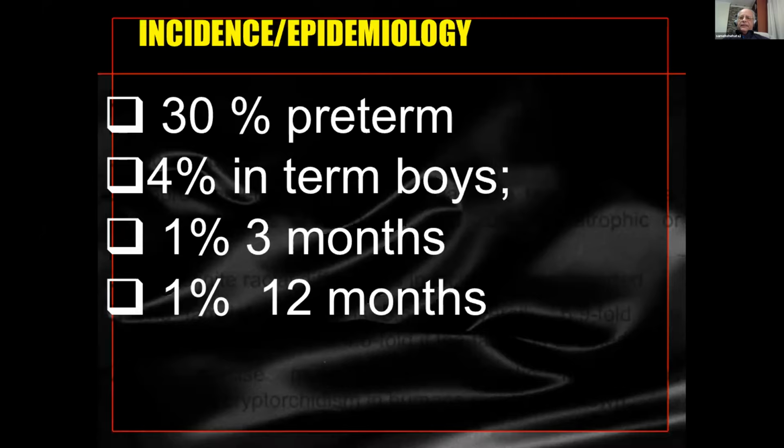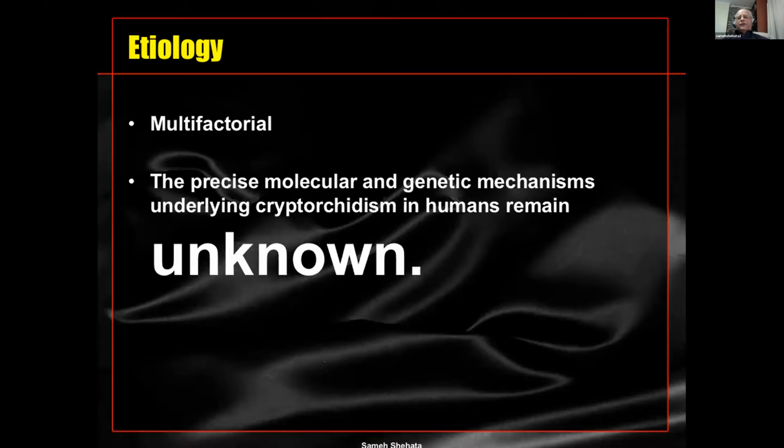This slide shows very nicely that descent is not expected after 3 months of age. The incidence is the same at 3 months and at 12 months. Well, the etiology is highly multifactorial. There are many factors involved in testicular descent. There are a lot of anatomical, hormonal, and genetic mechanisms underlying it. So we'd like to say that the exact etiology is unknown, or at least multifactorial.